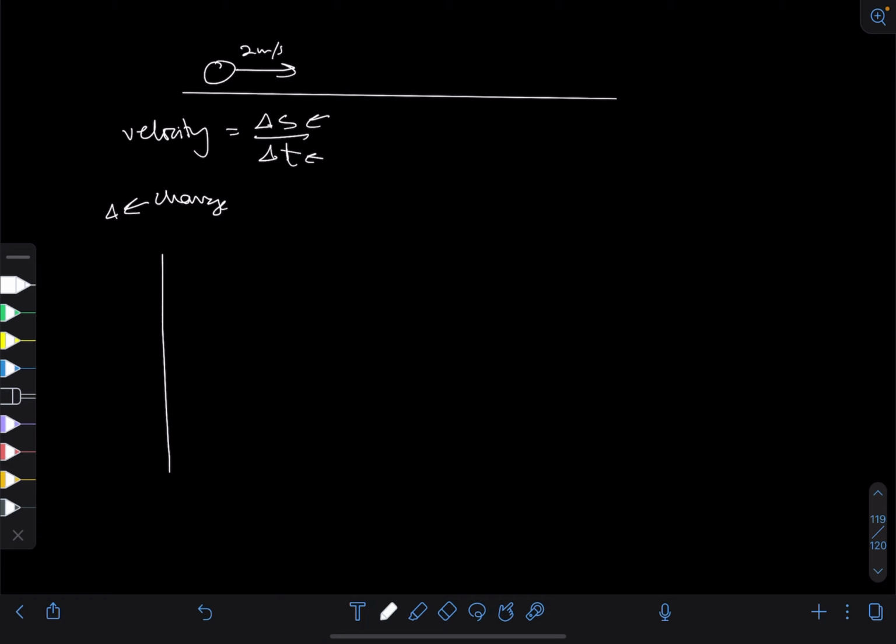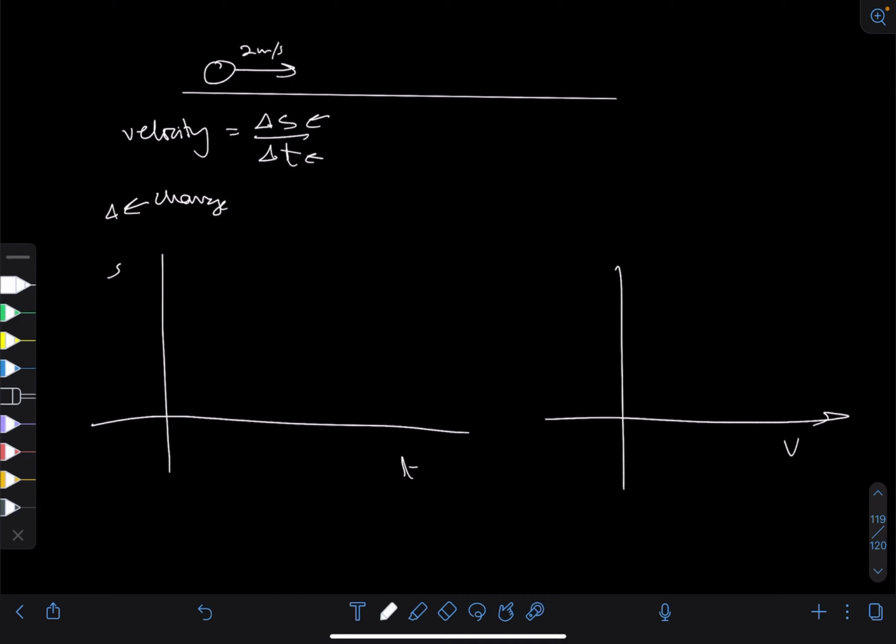And so if I, let's say, take S over here, T over here, take V over here, and then, sorry, take time over here and velocity over here, you would agree that velocity is constant for all times. So this is constant at 2 meters per second. And you would also agree that the displacement time graph would be a line like this whose gradient would be 2. Right?